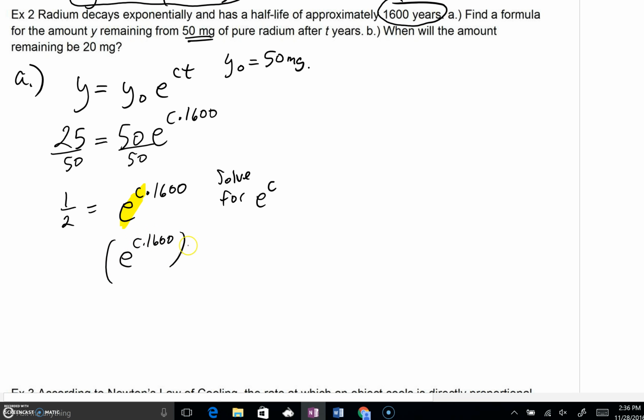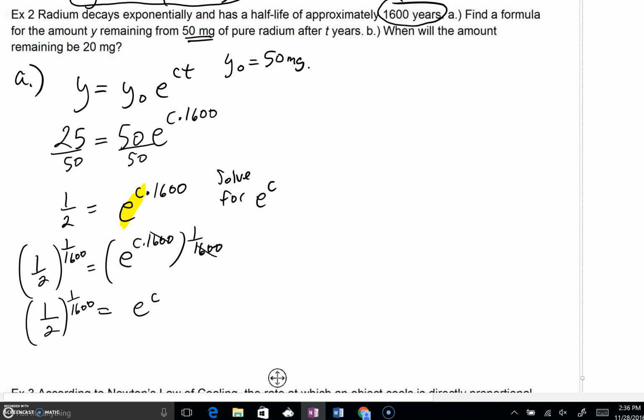Yeah, raise both sides to the reciprocal, 1 over 1600, and that can look very unsightly, of course. You look at that, you think, oh my gosh. Well, powers to powers get multiplied together. Wow, I'm left just with e to the c, and then we've got this 1/2 all up to the 1 over 1600. And of course, like I was writing earlier, what you could think about is this equation, guys, is really like y equals y naught e to the c raised up to the t power, if you'd like. You could definitely think of it that way.